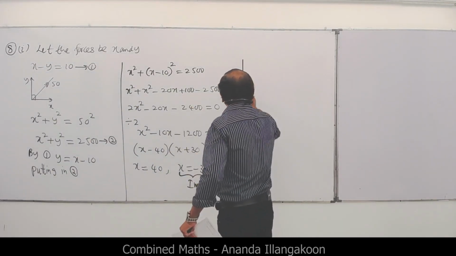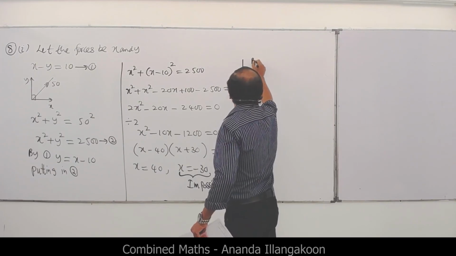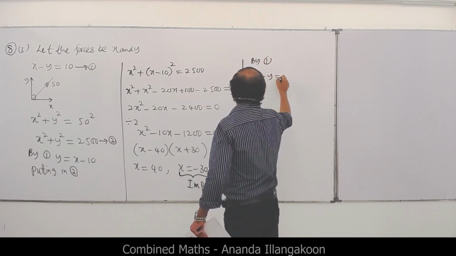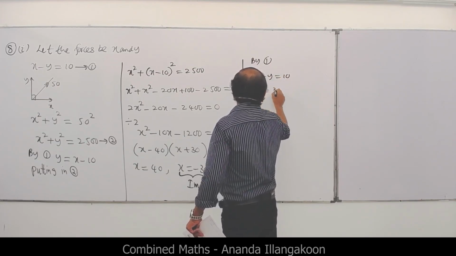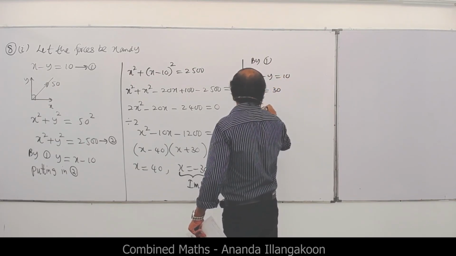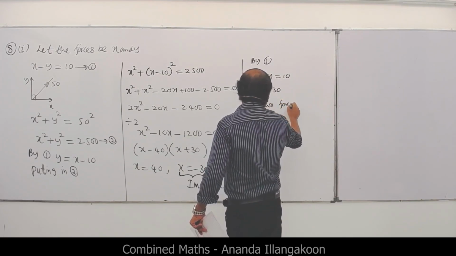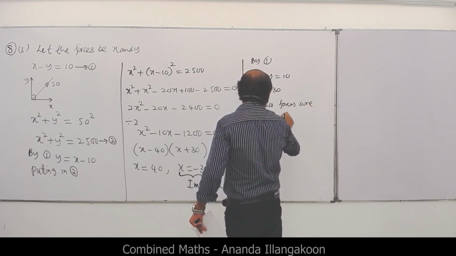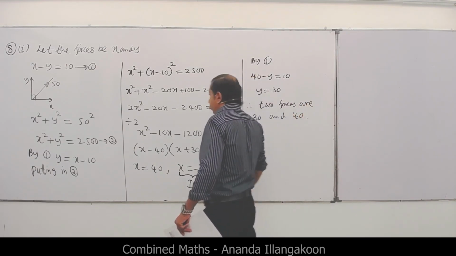Right. By number 1, x is 40, no? 40 minus y equals 10, y is 30. Therefore the two forces are 30 and 40. Two forces are 30 and 40.